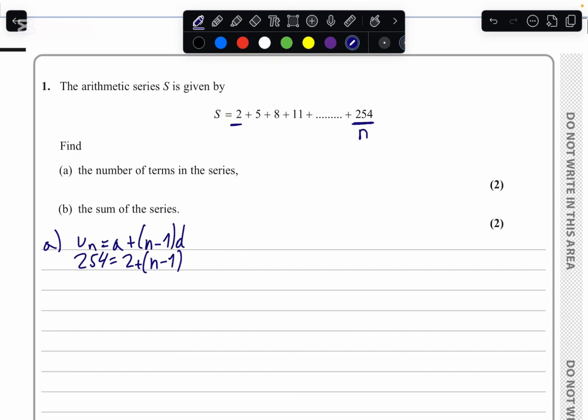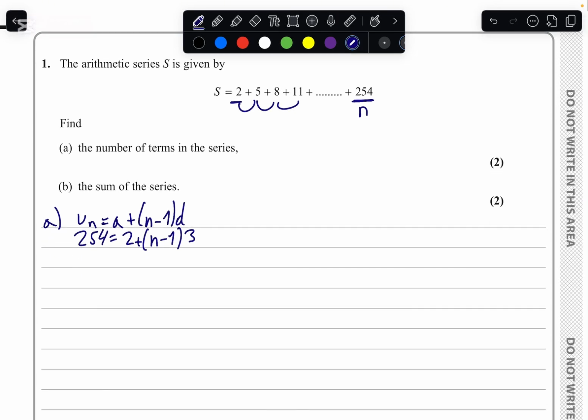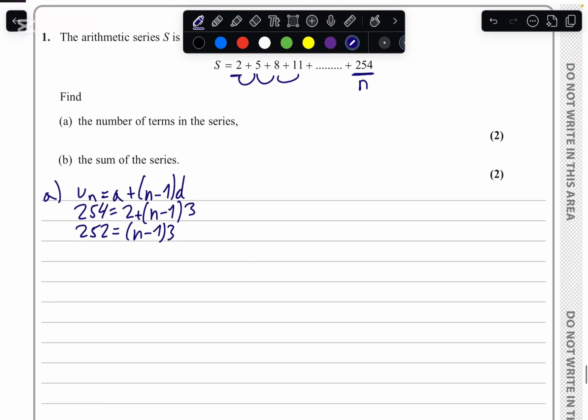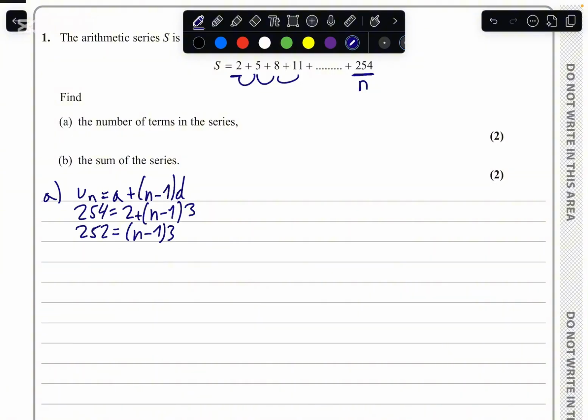And d is the difference between each term. So in this case, it's 3. 5 minus 2 is 3. 8 minus 5 is 3. So in this case, d is 3. If we go ahead and take the 2 to the other side, it becomes 252 equals n minus 1 times 3. If we get rid of the 3 and divide on both sides, we'll be left with 84 equals n minus 1. And leaving n by itself, we get n equals 84 plus 1, which is 85.